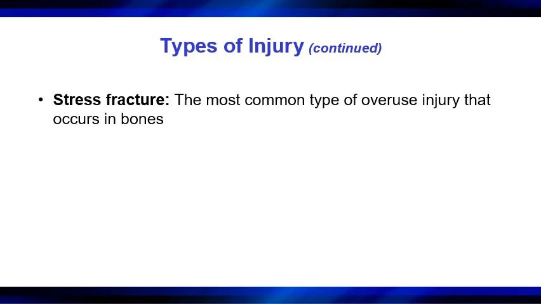So some examples of micro traumas. A stress fracture. Unlike a regular fracture to a bone, where typically you have a one-time injury where the bone breaks, a stress fracture is a very common overuse injury, and this occurs in bones. Basically, with repeated trauma, the bone doesn't have enough time to adapt.